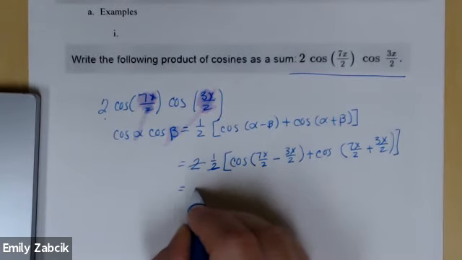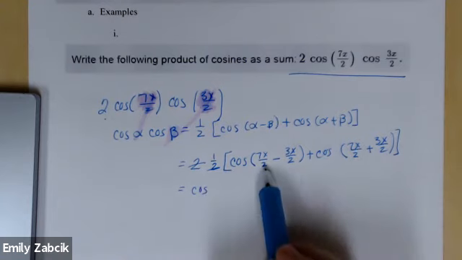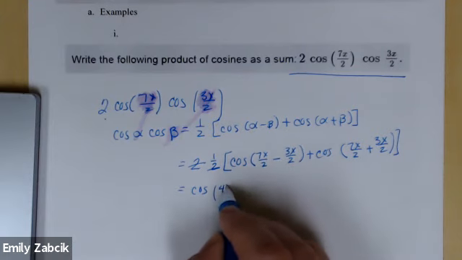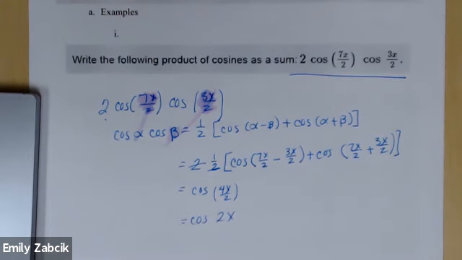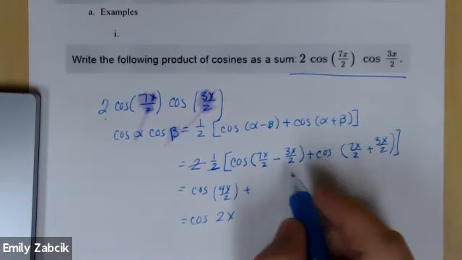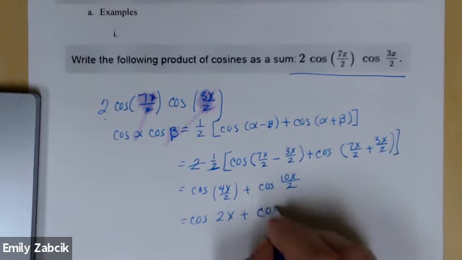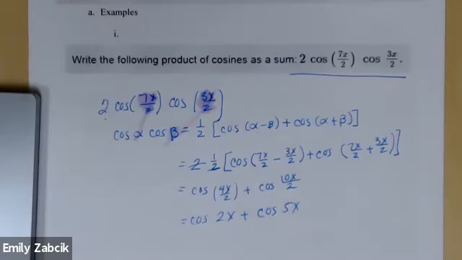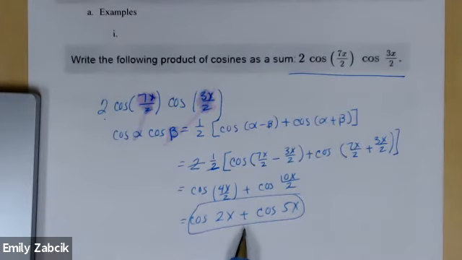Now in here, I'm going to end up with cosine. No need for the brackets now because my coefficients have gone away. 7x minus 3x gives me a 4x over 2, which just is cosine of 2x. Plus, putting these together, 7 plus 3 gives me a cosine of 10x over 2, which reduces to 5x. And so I was able to take this as a product of cosines and now turn it into a sum of cosines. And that was my goal, to just go from a product to a sum.